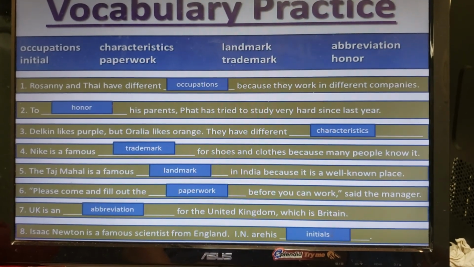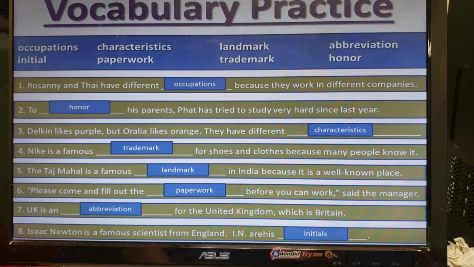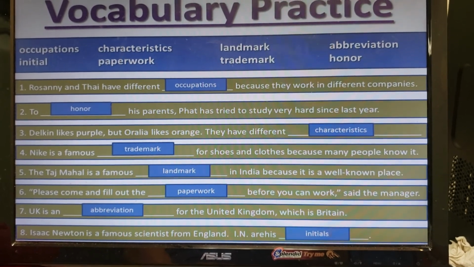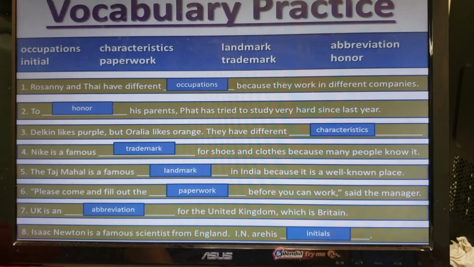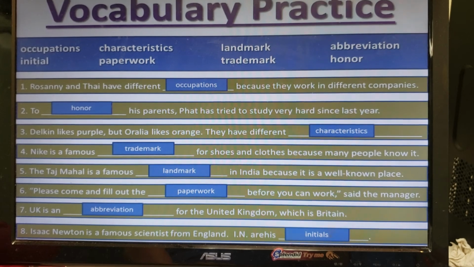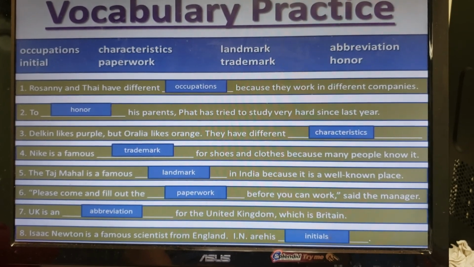There you go. Occupations, characteristics, landmark, abbreviation, initial, paperwork, trademark, to honor.